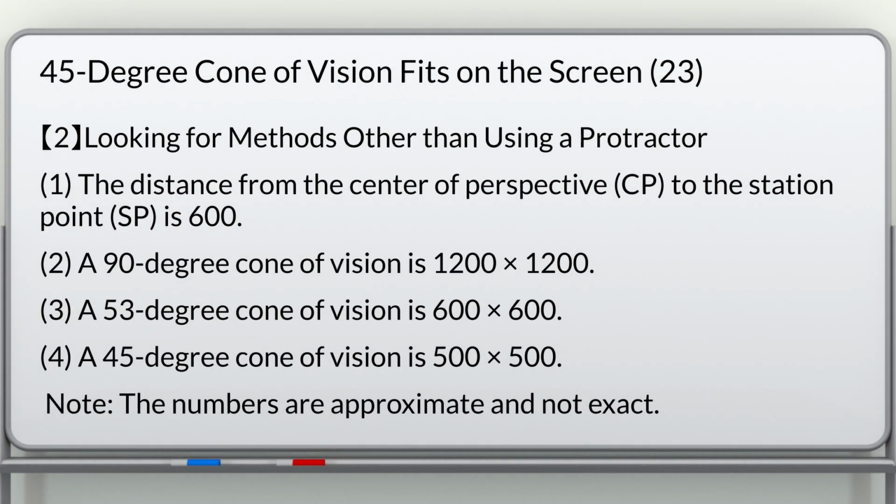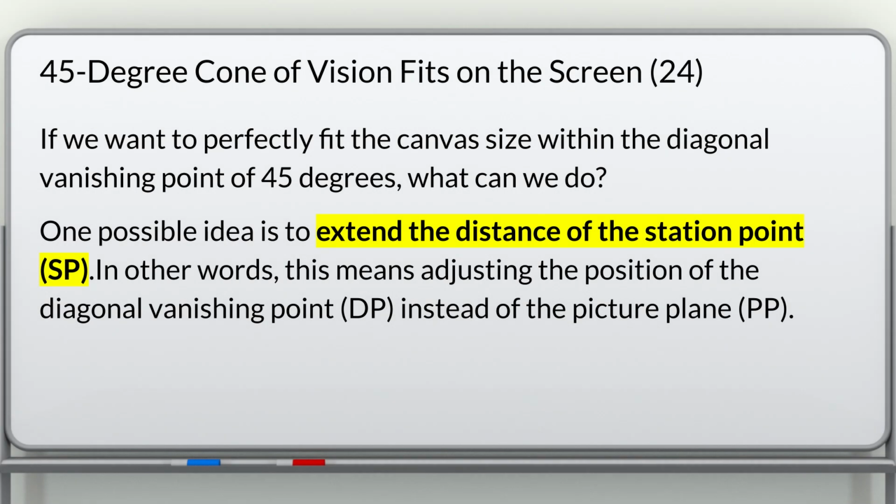Looking for methods other than using a protractor. The distance from the center of perspective to the station point is 600. A 90-degree cone of vision is 1200 x 1200. A 53-degree cone of vision is 600 x 600. A 45-degree cone of vision is 500 x 500. If we want to perfectly fit the canvas size within the diagonal vanishing point of 45 degrees, what can we do?